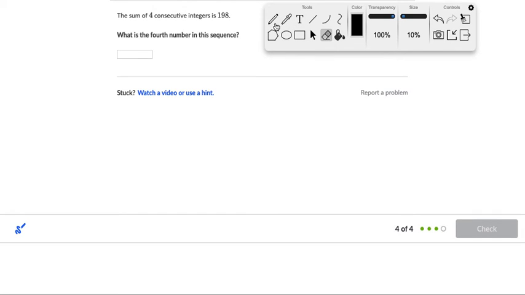Just erase that. There we go. All right, but we can use our similar strategies to what we used on the other questions. This says it is 198. We know is just means equals. So we'll say 198 equals, and we're looking for the sum of 4 consecutive integers. Let's start with our first one. Just like before, we'll start it with x. X is going to be the first number in the sequence.